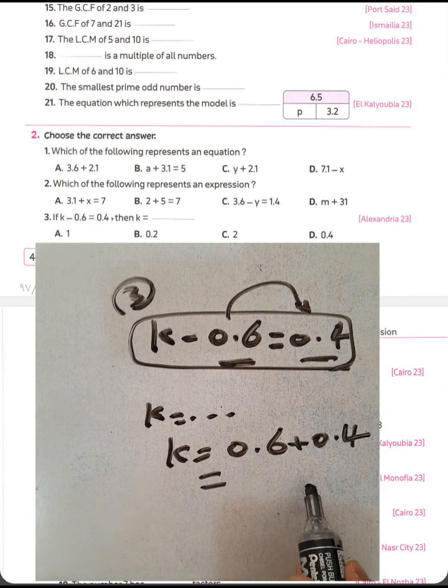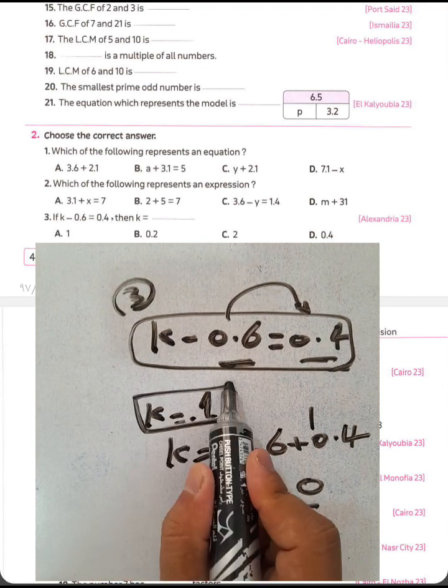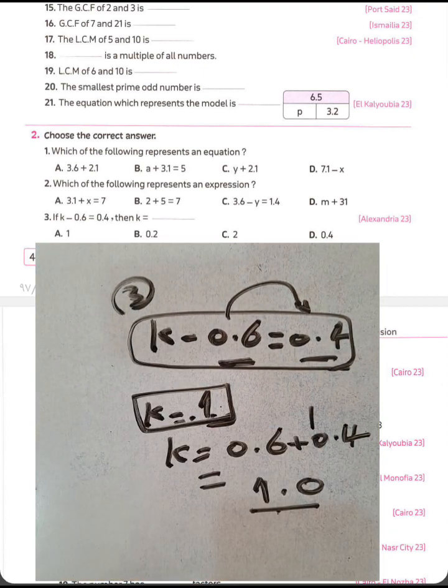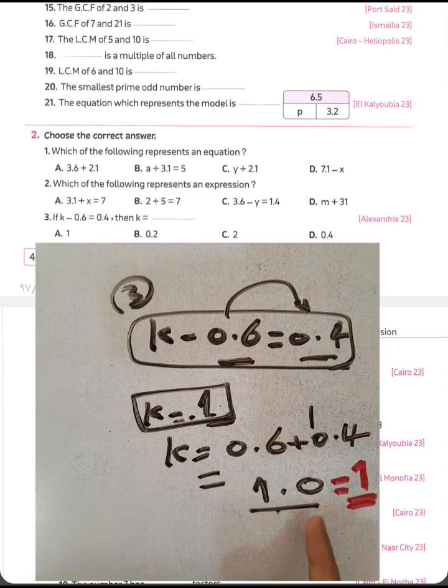6 plus 4 equals 10. 0 and the carry of 1. 1 plus 0 equals 1. The result here will be 1. K will be 1. You must write here 1, because 1.0 will be what? It will be 1. We must cancel the point and 0 here. Choose letter A for question number 3.